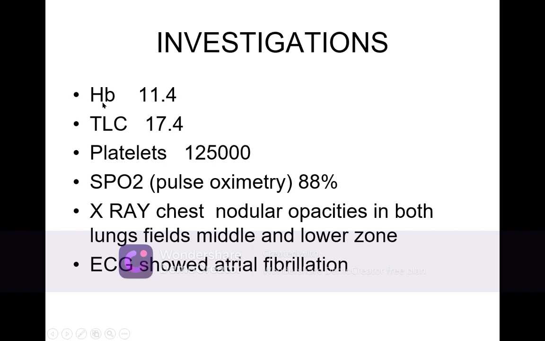Investigations after 2 or 3 hours: hemoglobin is 11.4, TLC was 17.4, previously it was 13.4. Platelets are 1,25,000 and SpO2 on pulse oximetry is 88%, meaning this is hypoxia. The chest X-ray reveals multinodular opacities in both lung fields, in the middle zone and the lower zone. These may be micro and macronodular mixed type opacities, multiple opacities. ECG showed atrial fibrillation.